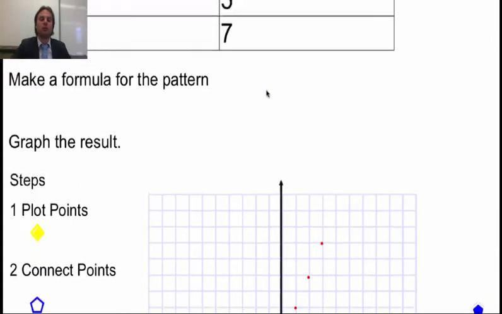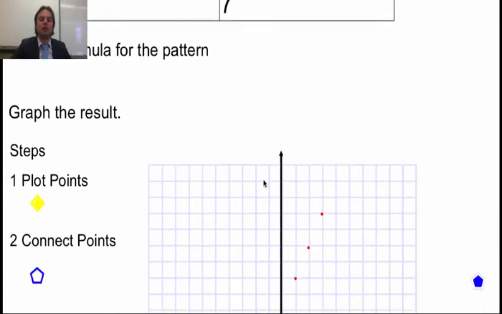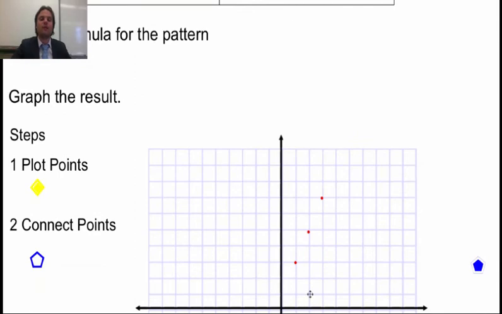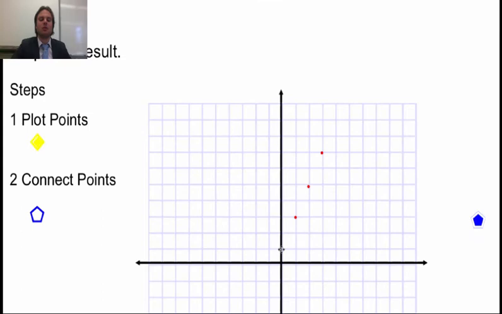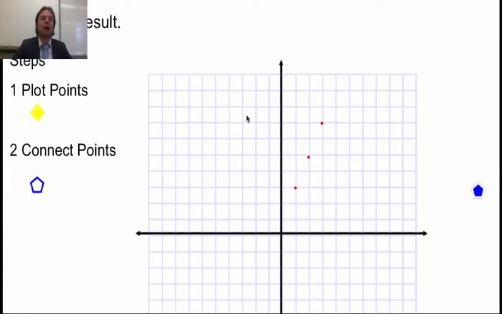The next one, if we look at the table, is 2 and 5. So I go 2 over and then 5 up. And my third one is 3 and 7. So that is going to be 3 over and 7 up. And then we get our points. Now the next part is we're going to connect the points into a graph that looks something like this. And now I have everything graphed. So you take a ruler and you connect the points.